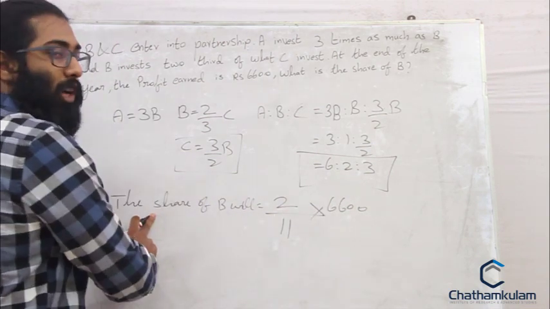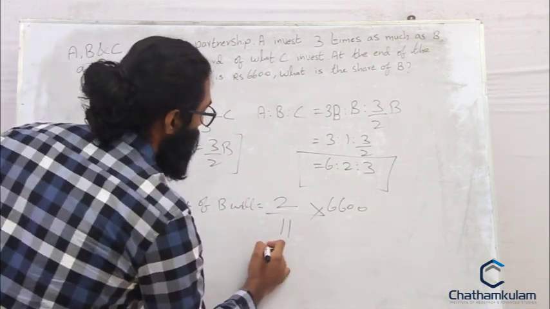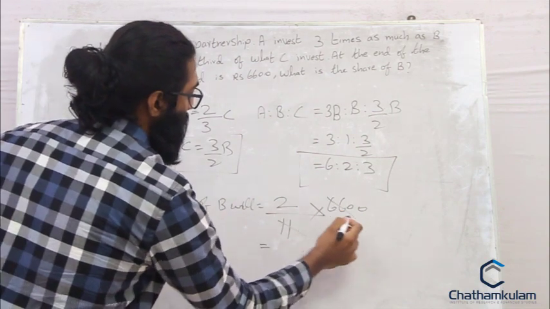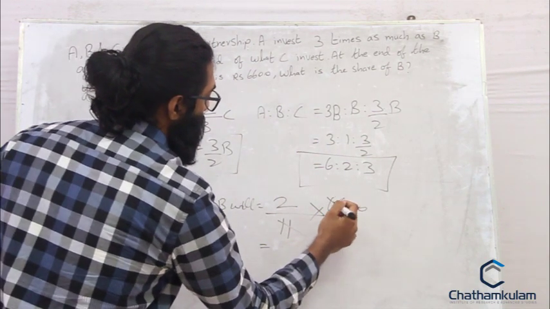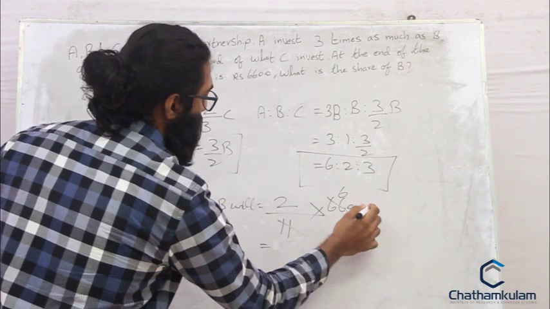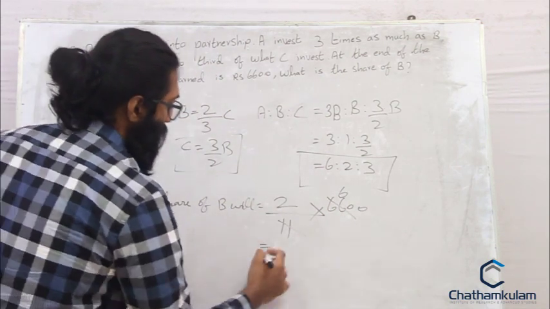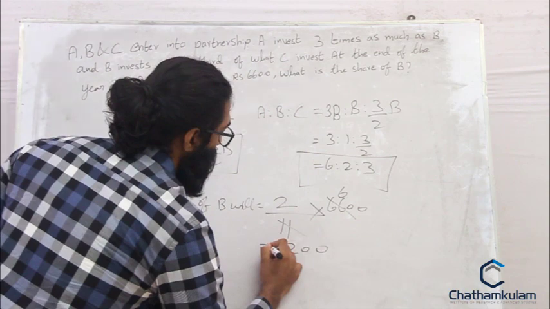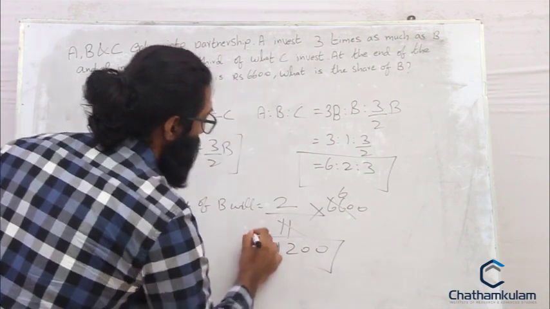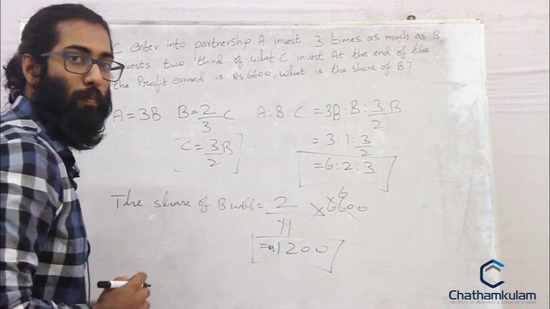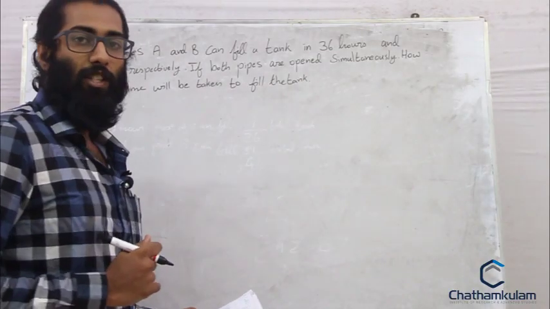It will give you the share of B, which is equal to, we cancel 11 and 6,600, we get 600 into 2, which is 1,200. So rupees 1,200 is the share of B. So let's see the next question here.